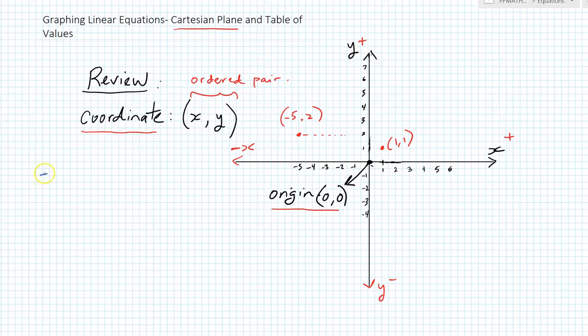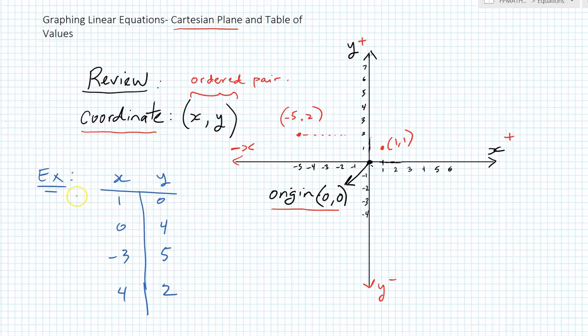All right, so can you go through and plot these random points? And I'm going to draw a table like that, an x and y. That means I give you some x coordinates, 1, 0, -3 and 4, and the corresponding y values will be 0, 4, 5 and 2. And go ahead and plot each of these coordinates.